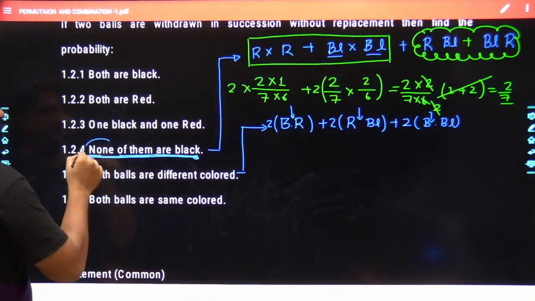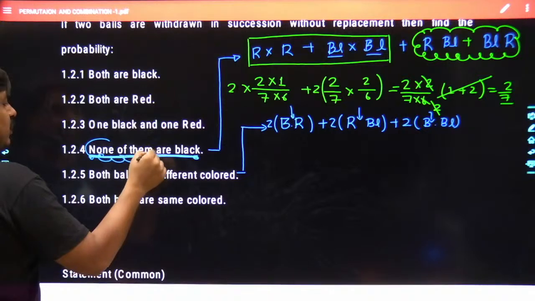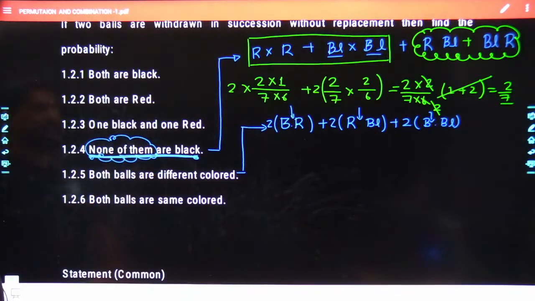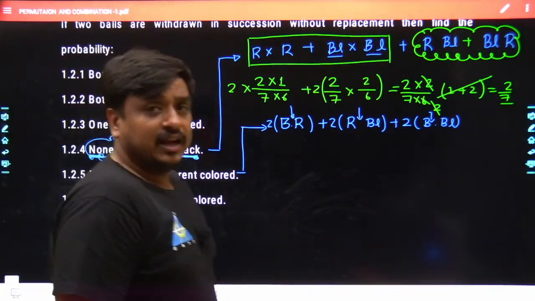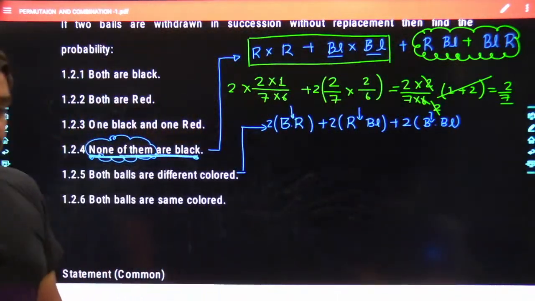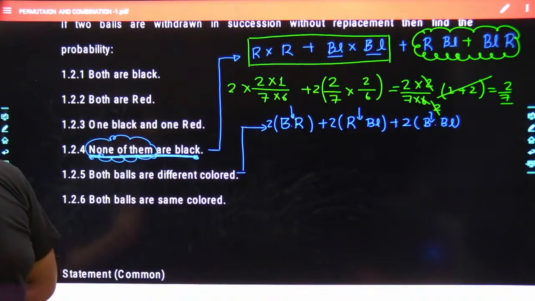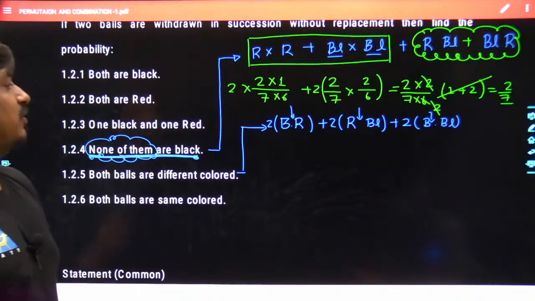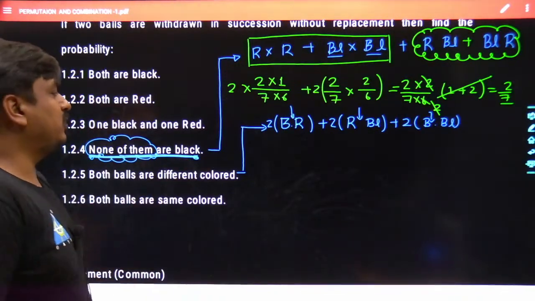None of them are black. That means neither the first selection nor the second selection should be black. Neither of them should be black. Yes, sir, I tried this method. It is yielding 2/7. We'll see where the mistake was. May I know what should be the answer over here? You can do it by yourself.